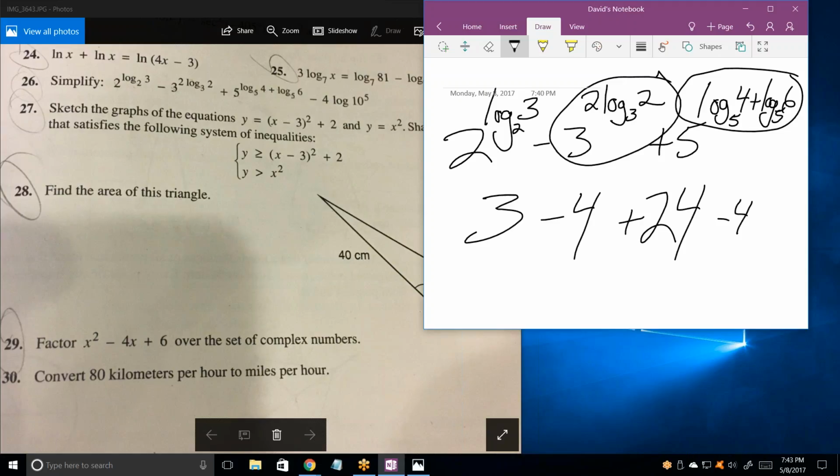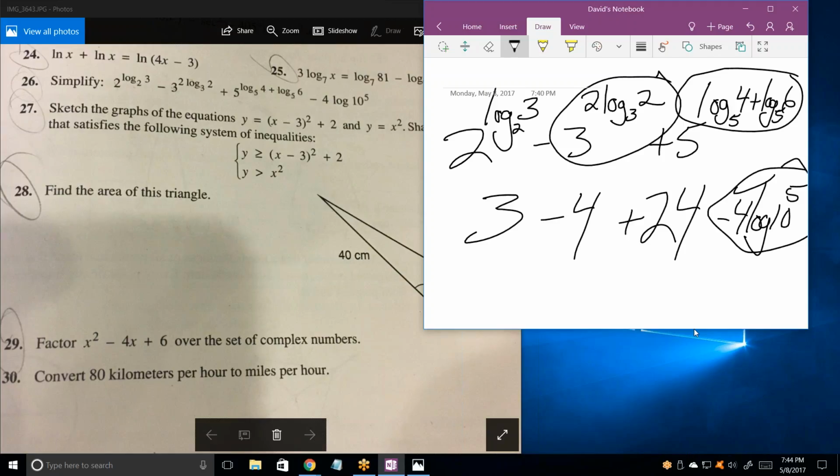And finally, we have minus 4 times common log of 10 to the 5th. What's that going to be equal to? Oh, that looks kind of funny though. Get rid of the leading coefficient. Make it an exponent. Okay, would that be 10 to the 4th? I think it's actually 10 to the 20th.